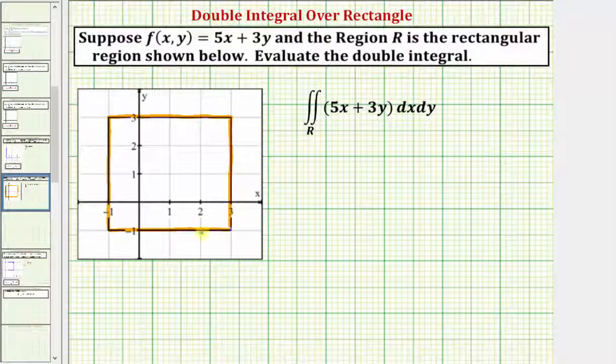In our previous examples, the given function was non-negative over the region of integration, and therefore the double integral was the volume of a solid. This is not the case in this example. This function is negative in portions of this region of integration. Let's take a look at this graphically.